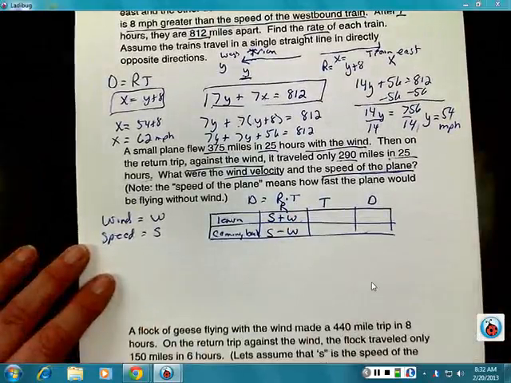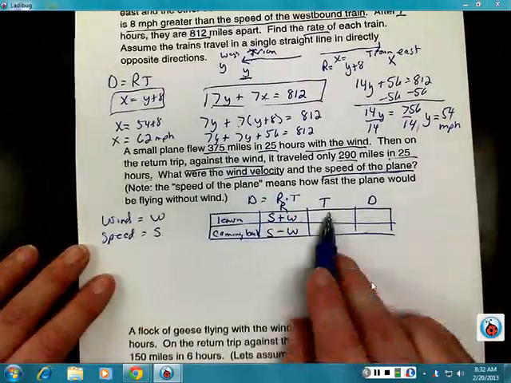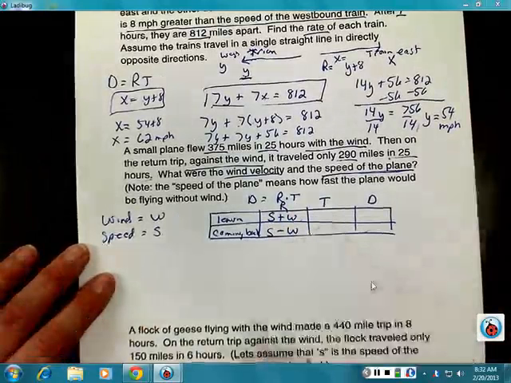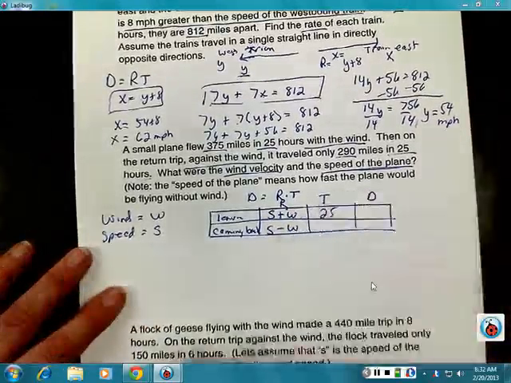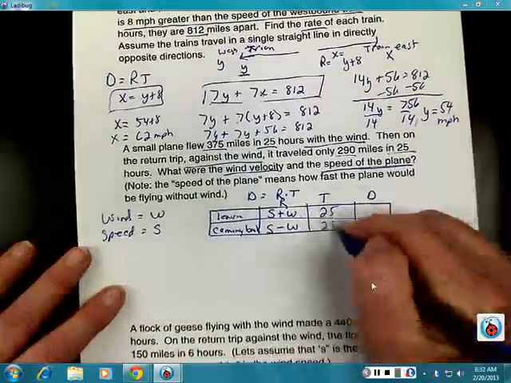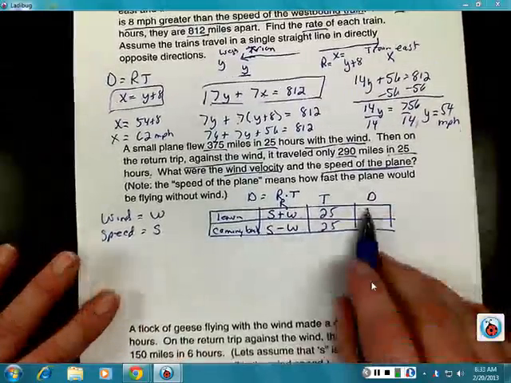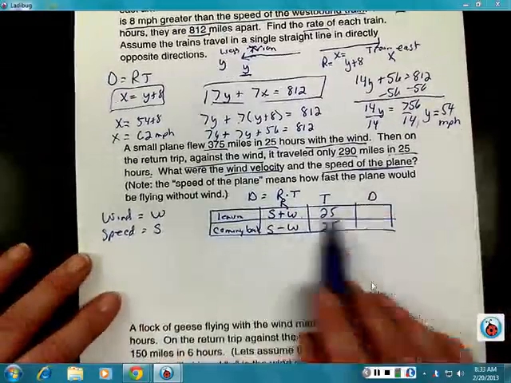Okay. So far so good? How long did it take them? What's my time? 25 hours. 25 hours here and 25 hours there. What was my distance? So if I traveled with the wind, how far did I go?